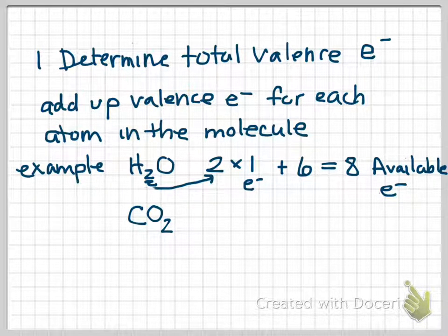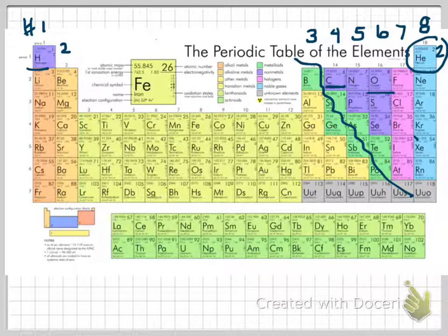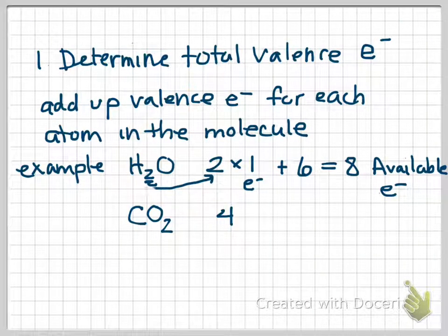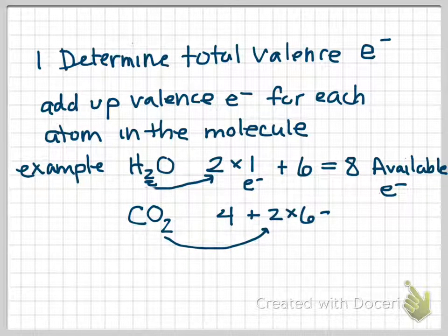Another example, carbon dioxide. Carbon has 4. You can see that here. It's got 4. And again, oxygen, but now I have 2 of them, so 2 times 6, and therefore I have 4 plus 12, or 16 available electrons.